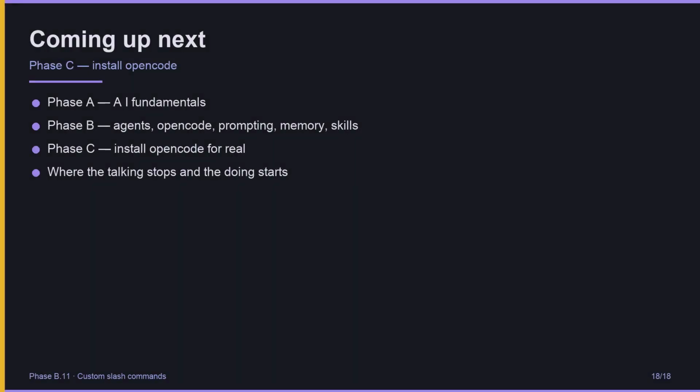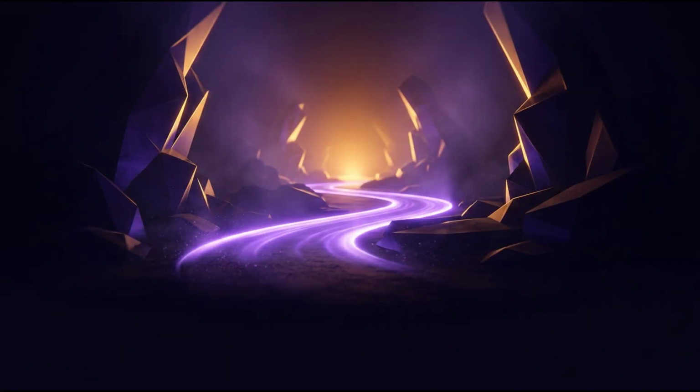Coming up next, Phase C. We install OpenCode. Phase A was AI fundamentals. Phase B was agents, OpenCode, prompting, memory, skills. Phase C is where the talking stops and the doing starts. You'll install OpenCode on your machine, connect a free model, and have your first real session. Everything we've covered conceptually becomes muscle memory. Phase B done. Phase C is where you start driving.